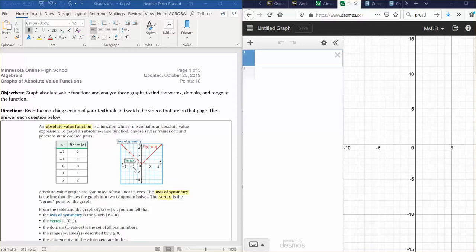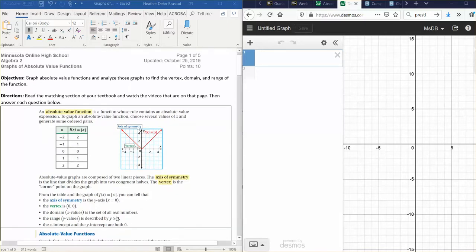The range is different though. You can see that for this one, the range is all positive numbers and 0. So we would write that the range is y is greater than or equal to 0. It can be 0, and then it can be all numbers greater than 0. X and y intercept, sometimes they ask that. In this case, they're both 0. That's the point where it's touching the x-axis, and it would go through the y-axis or touch the y-axis at that point as well.